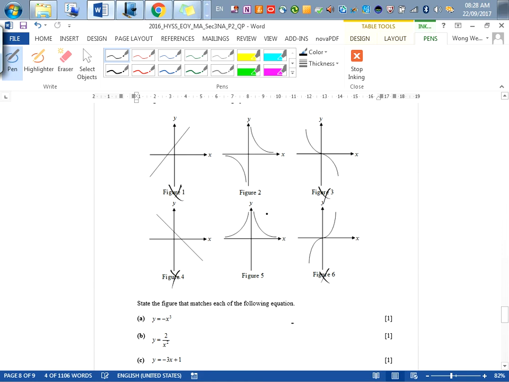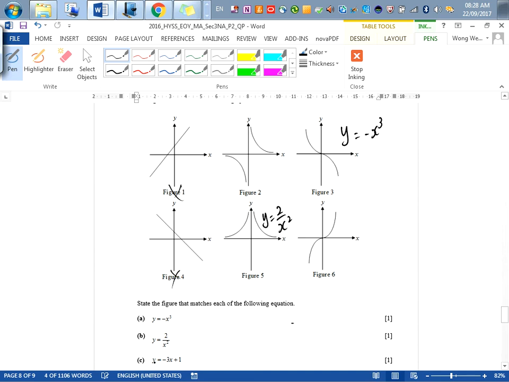So this is the graph of y equals 2 over x squared. This one was the graph of y equals negative x cubed. So either you learn the logic behind it or you better memorize it properly.